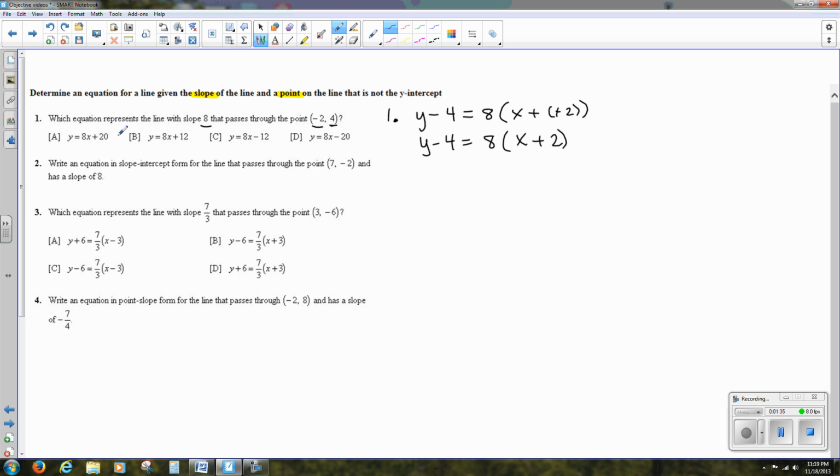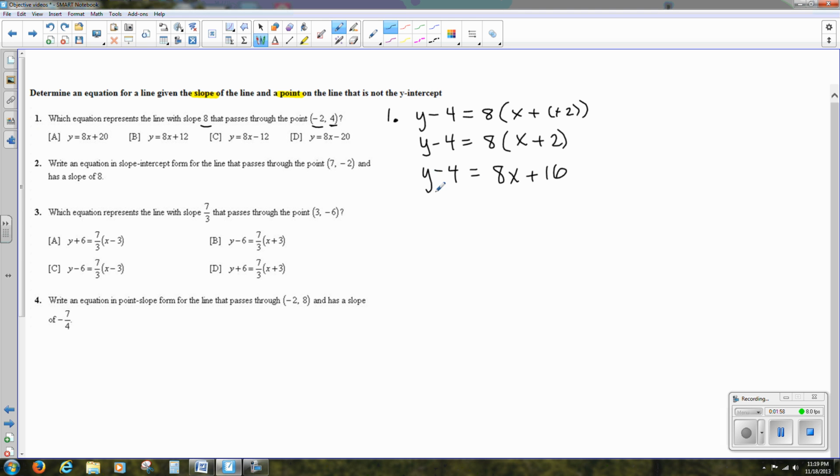Well, these all appear to be in slope-intercept form. We need to solve for y. That's what all of our answer choices have. So we need to continue, and let's distribute this side. Y minus 4. And then over here we have 8 times x gives us 8x. And 8 times 2 is 16.